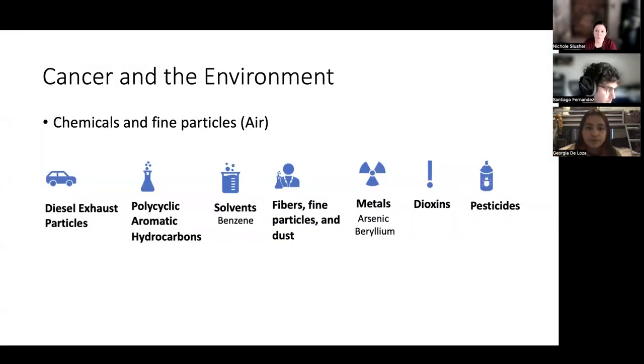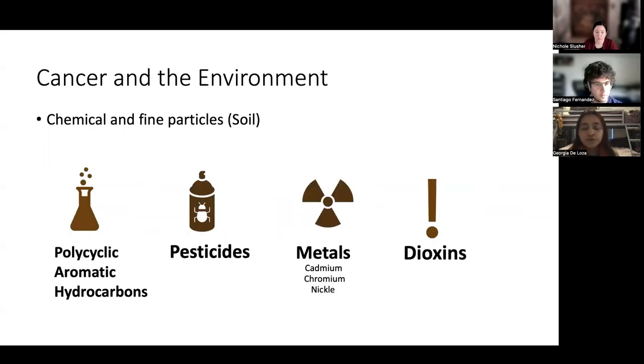So throughout our presentation, we will look at specific examples of chemicals and fine particles, especially those which are carcinogenic. For those related to the air, we will look at diesel exhaust particles, polycyclic aromatic hydrocarbons or PAHs, solvents such as benzene, fibers, fine particles and dust, metals such as arsenic and beryllium, dioxins, and pesticides. For soil, we will examine pesticides, polycyclic aromatic hydrocarbons, dioxins, and metals such as cadmium, chromium, and nickel.